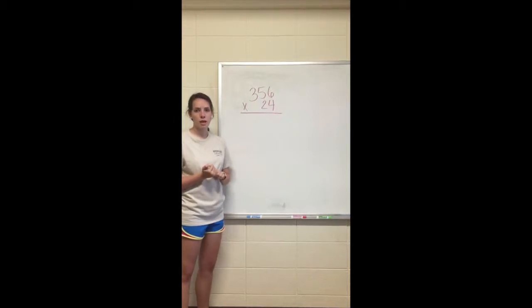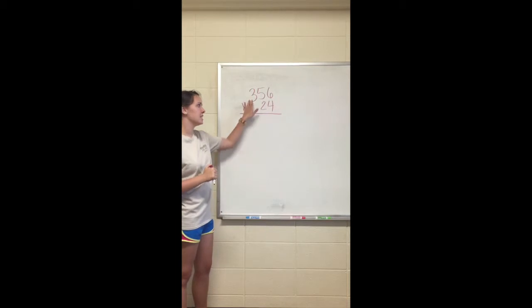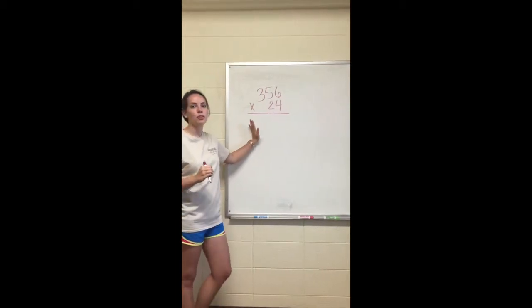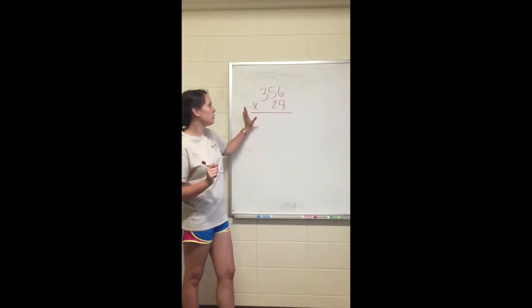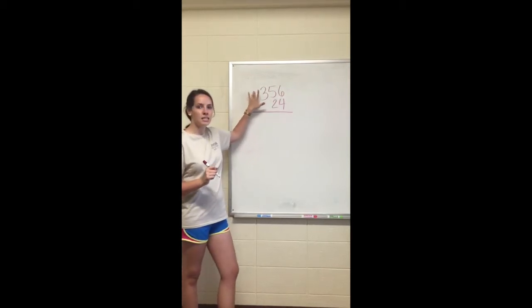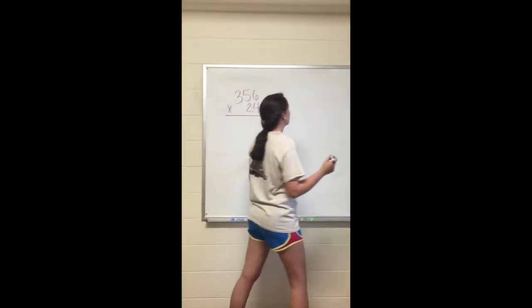Multiply a 3-digit number by a 2-digit number. The numbers that we're going to use are 356 times 24. And the method that we're going to use to multiply these numbers is called the partial products method. What we're going to do is use 356 by 24 and model that into an array.